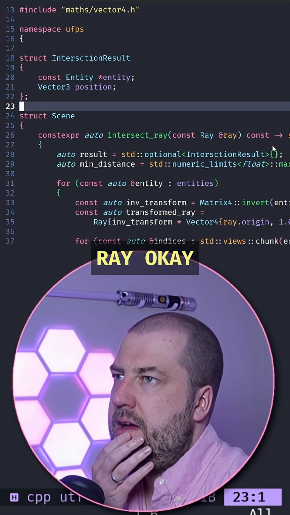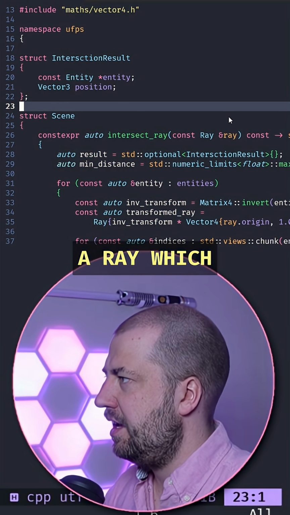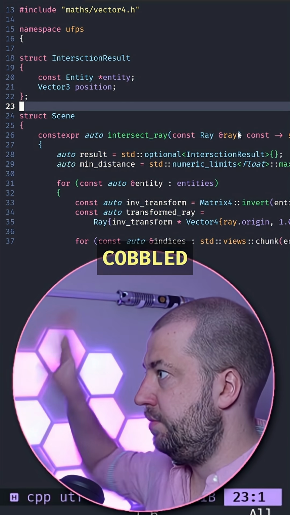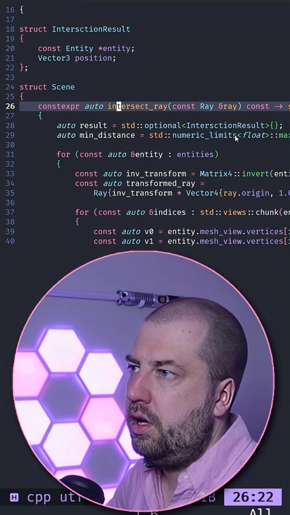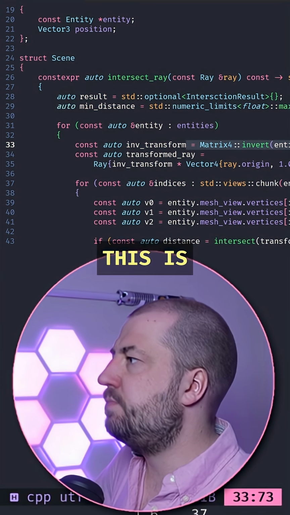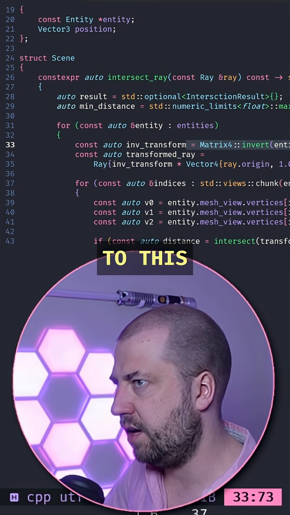So given a array, which you have presumably cobbled together through something. This will iterate through all the entities. See, this is why I need the invert. This is basically just all those other primitives were just kind of leading up to this.